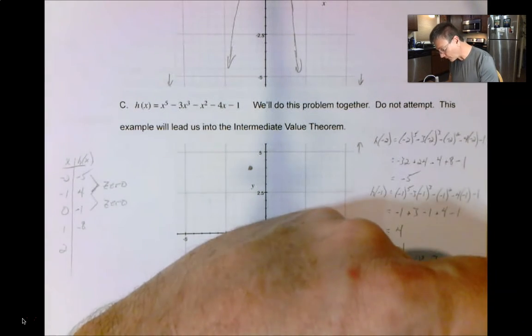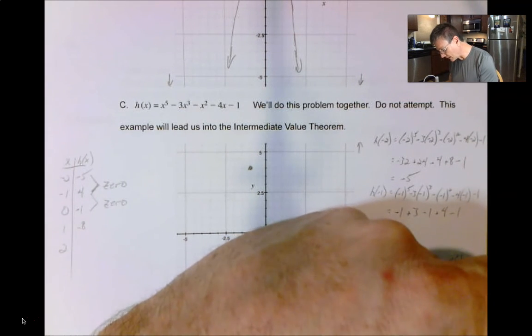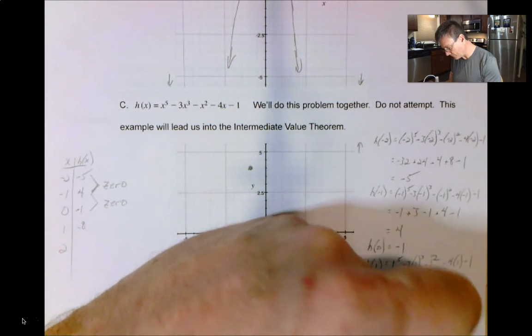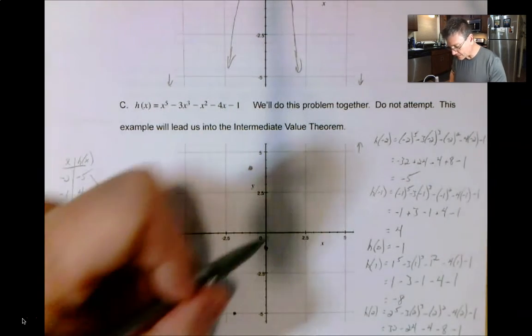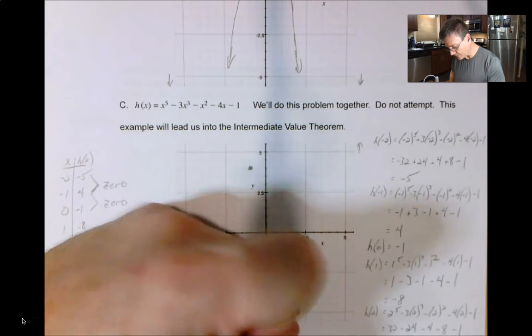Minus 4, minus 8, minus 1. 32 minus 24 is going to be 8. 8 minus 8 is 0. I'm at negative 5. So I didn't find another 0, but I can still plot that point.